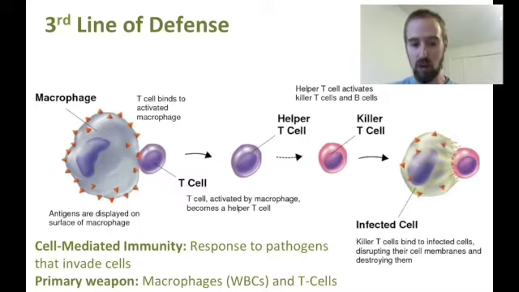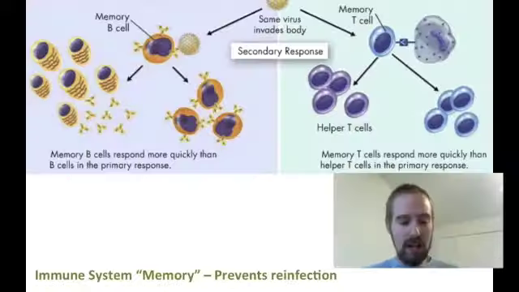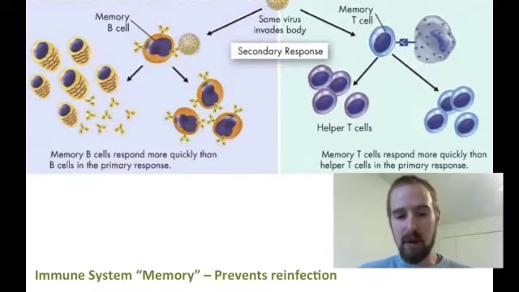So our macrophage, our white blood cell, kind of acts as a temporary prison for this pathogen until this cytotoxic T cell can come along and literally destroy not only the pathogen but the entire prison that it is contained in. We also have a bit of immune system memory that helps us from getting reinfected.